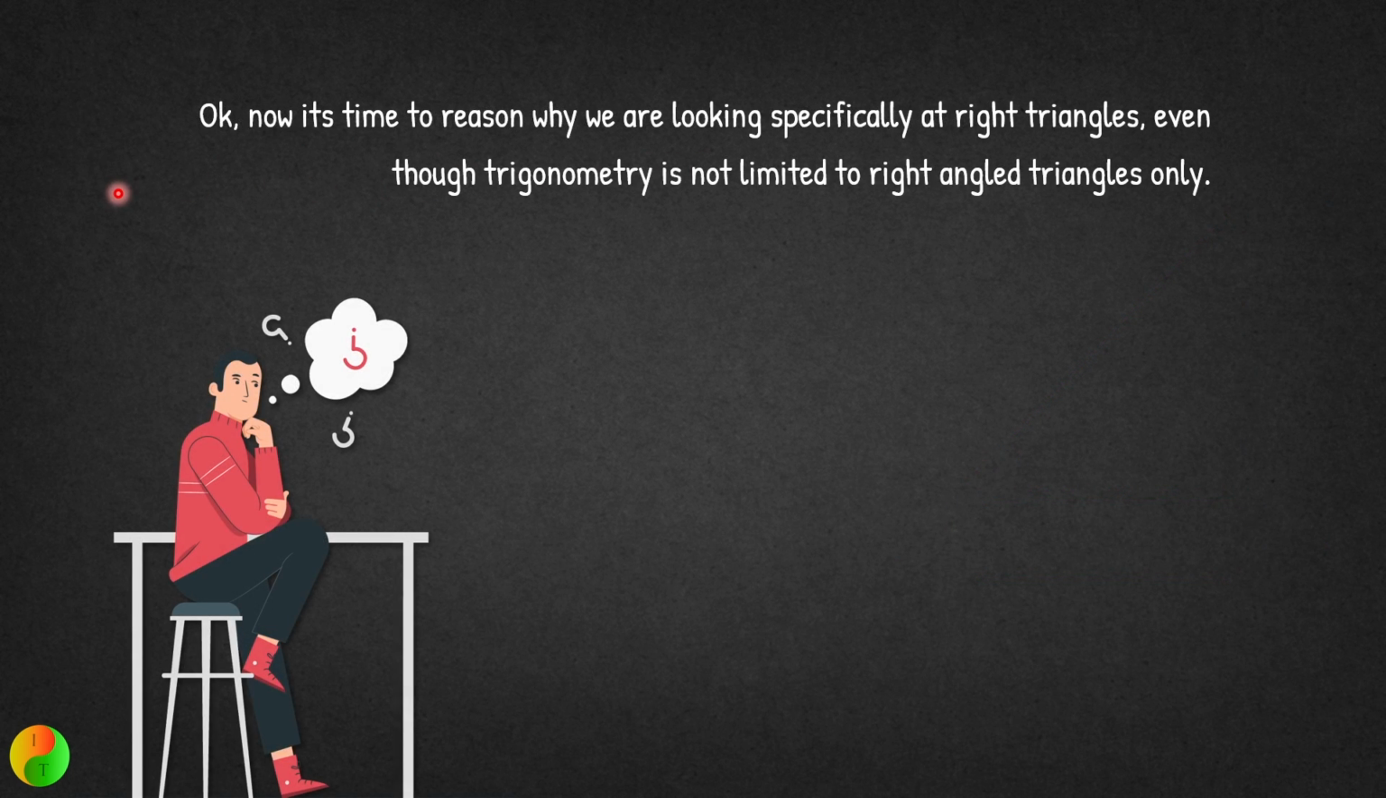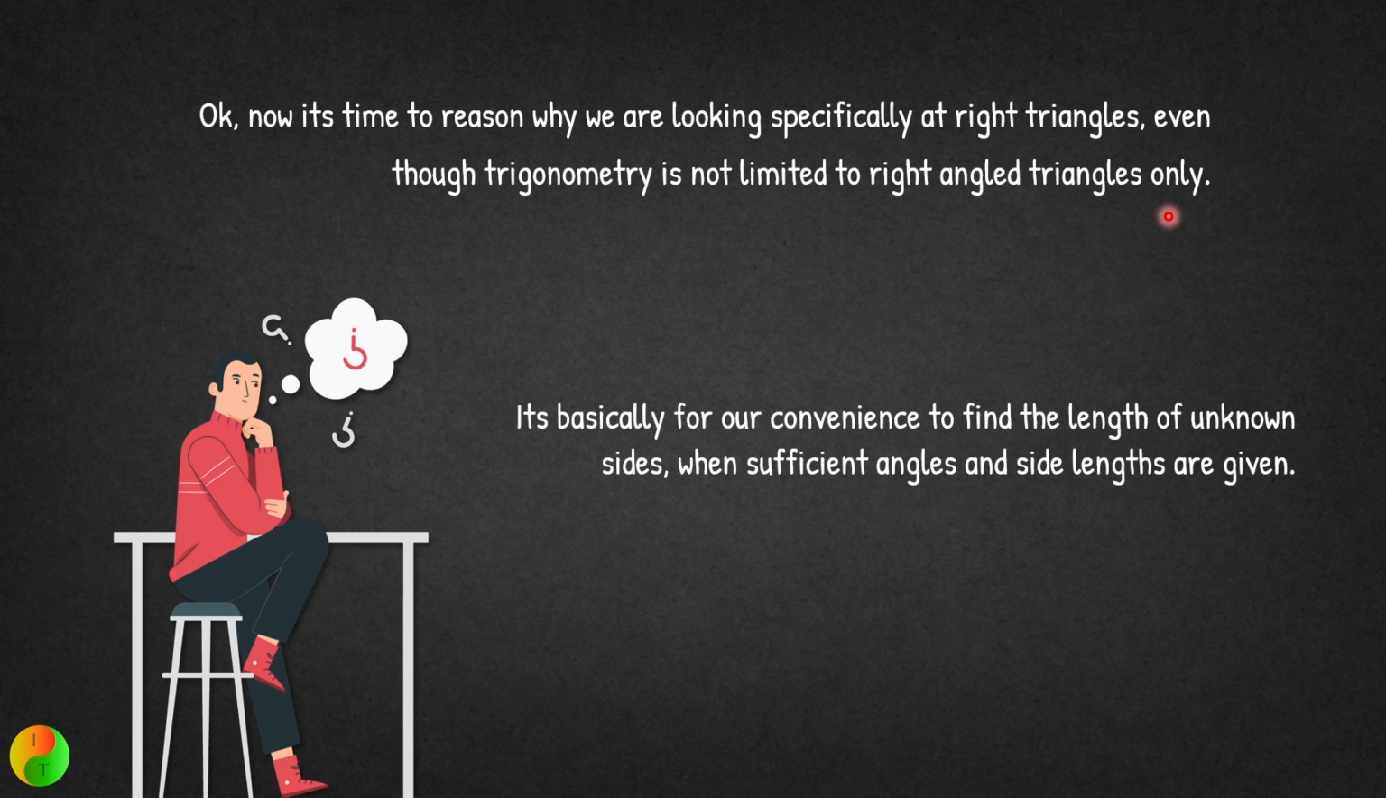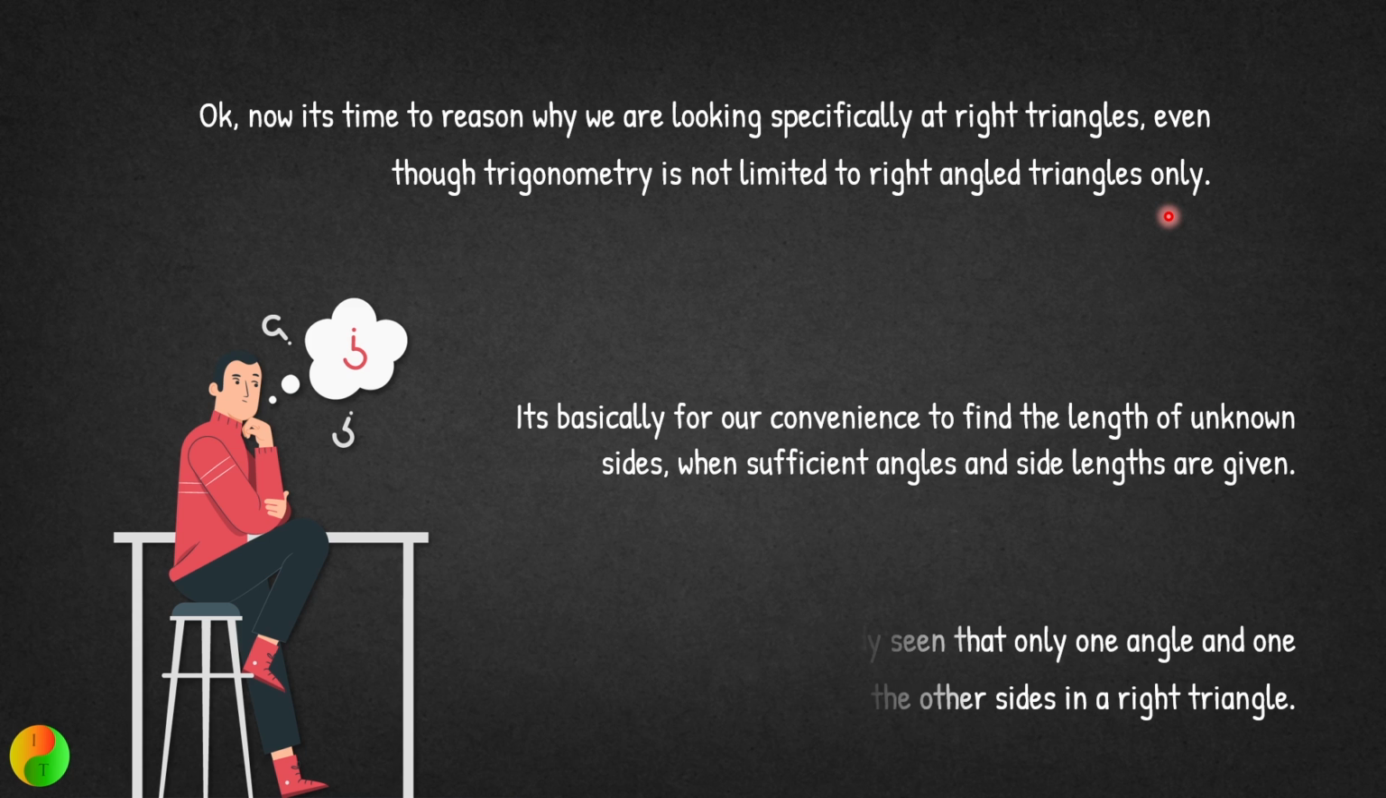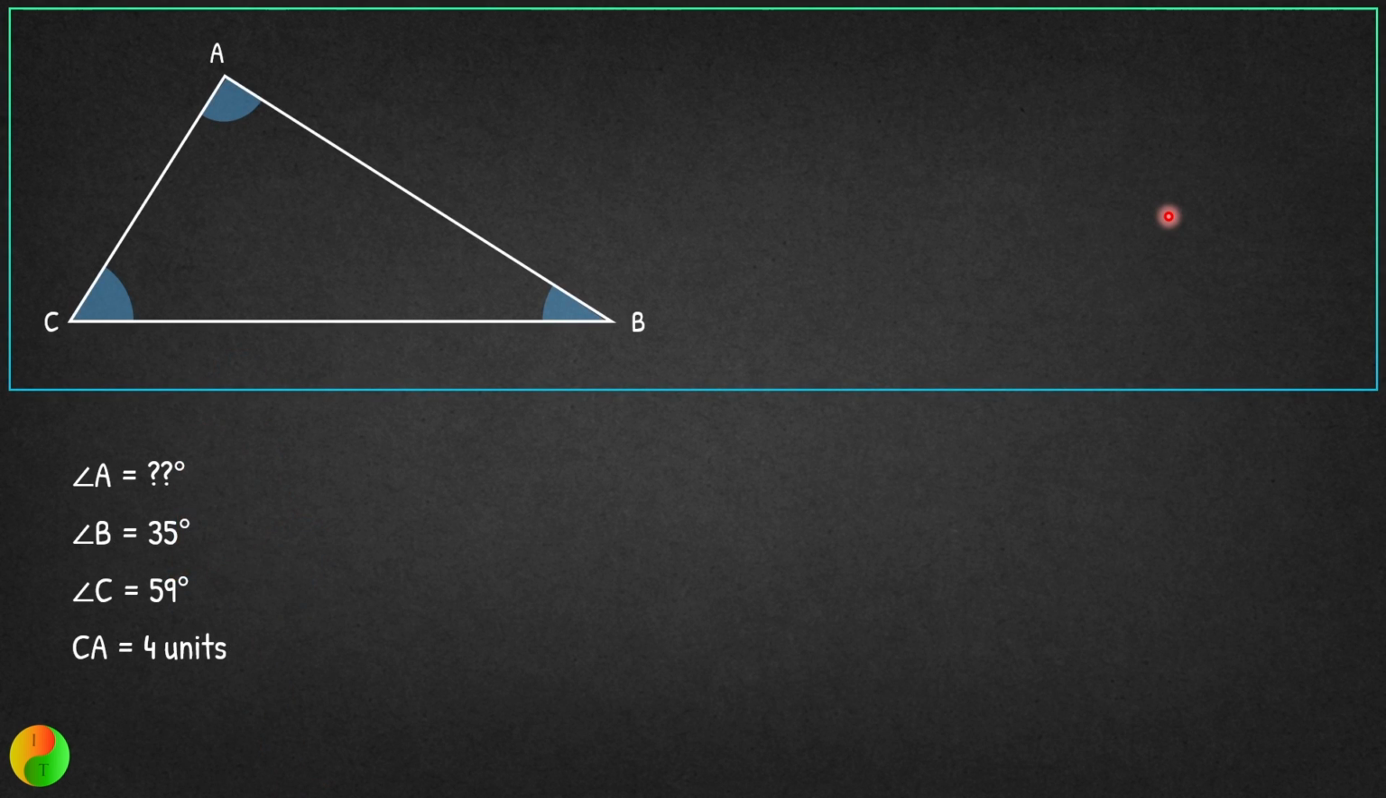Okay, now it's time to reason why we are looking specifically at right triangles, even though trigonometry is not limited to right triangles only. It's basically just for our convenience to find the length of unknown sides when sufficient angles and side lengths are given. You have already seen that only one angle and one side length is enough to find the other sides in a right triangle. Let's justify this argument.